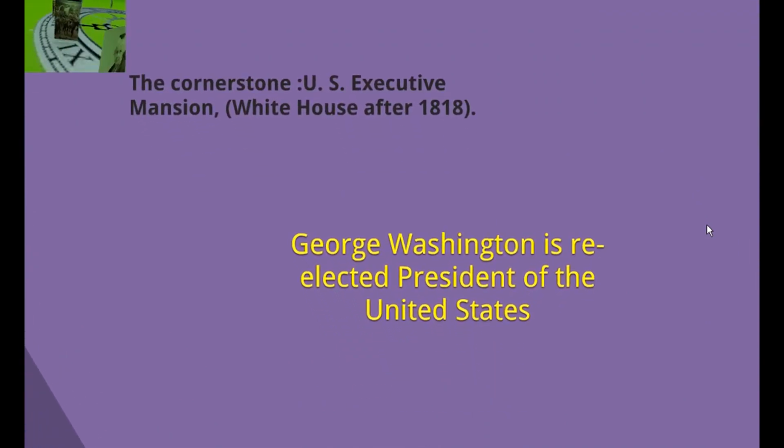In 1792, we have again the executive mansion, which is later on going to be the White House. The cornerstone of this U.S. executive mansion is established in this year. We also have George Washington re-elected President of the United States. George Washington at this time still has some of the charisma that he had in his first term, but he is gradually losing it because of his association with Hamilton's program.